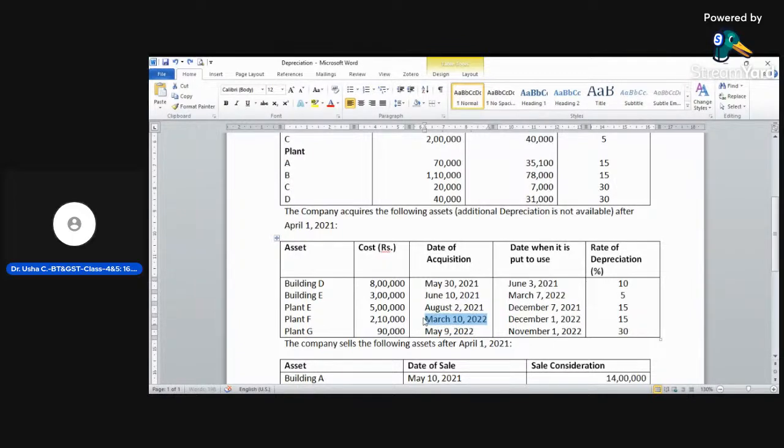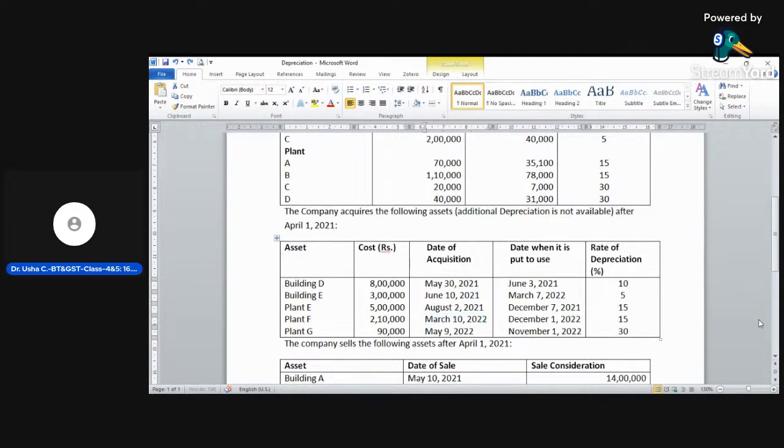Next is Plant G. Plant G was purchased on May 9th, 2022 and it was put to use in November 2022, and the rate of depreciation is 30%. So then also you should check when the asset was purchased. It was purchased in the year 2022-23, your assessment year, correct? In this assessment year it was purchased, but put to use on November 1st, 2022, and even when assets are put to use from November 2022, it is not for 180 days.